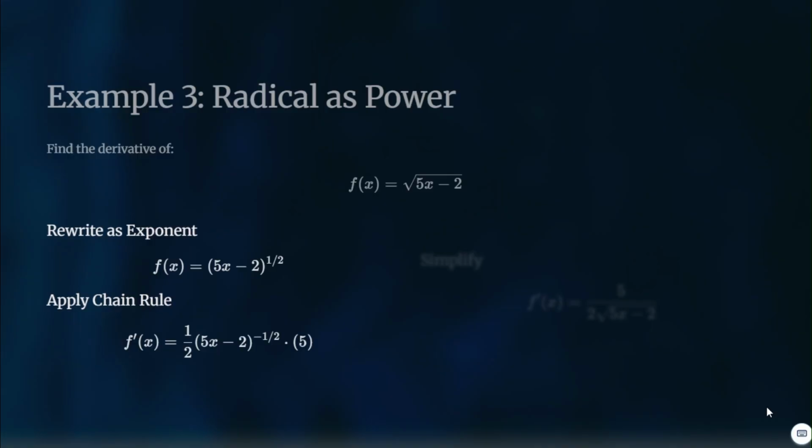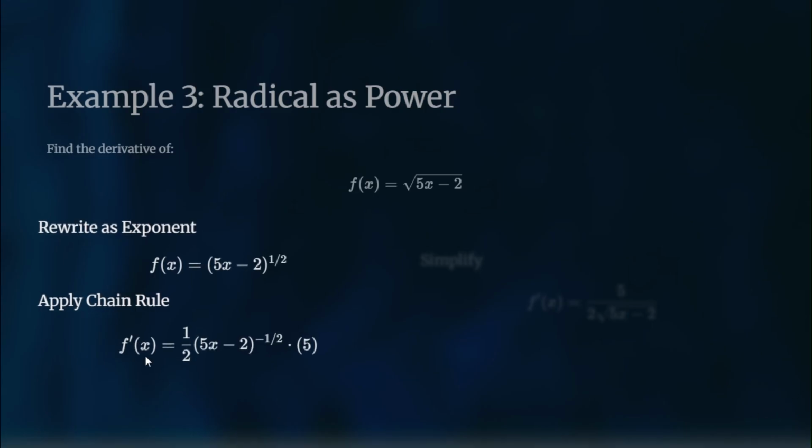In this third example, we will find the derivative of f of x equals square root of 5x minus 2. In order to use the power rule, we'll first need to rewrite a radical as an exponent. So f of x is the same as 5x minus 2 to the power 1/2. We can then apply the chain rule. So f prime of x will be the derivative of the outside. So we bring the power down, 1/2 times 5x minus 2 to the power 1/2 minus 1 is negative 1/2 times the derivative of the inside. The derivative of 5x minus 2 is 5.